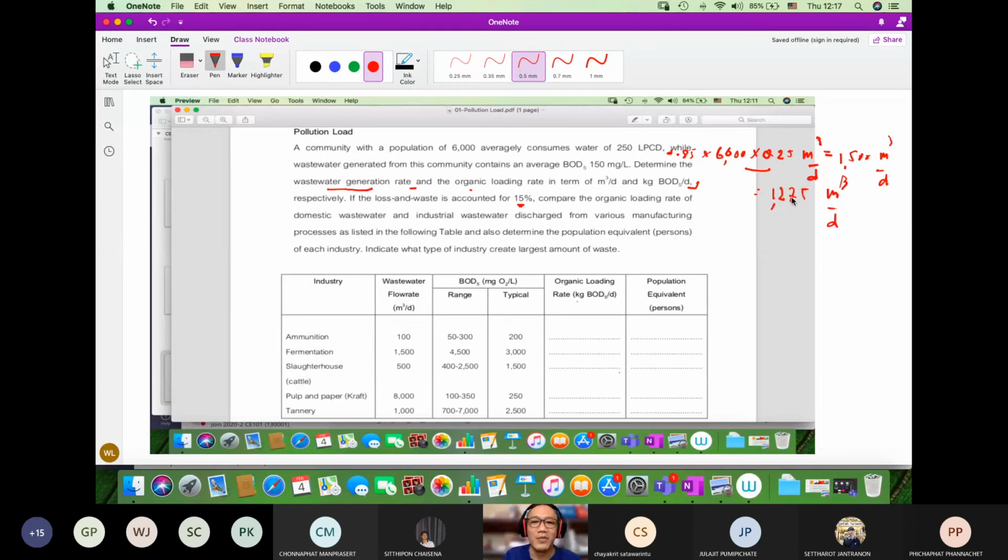Okay, then the organic loading rate. So this is the wastewater flow rate, and the domestic wastewater contains some BOD, 150 milligrams per liter. If you want to express in terms of the organic load, and the unit is kilograms per day, you have to take 1,275 into 150. Just convert the unit. Then you will get the result in terms of kilograms BOD5 per day.